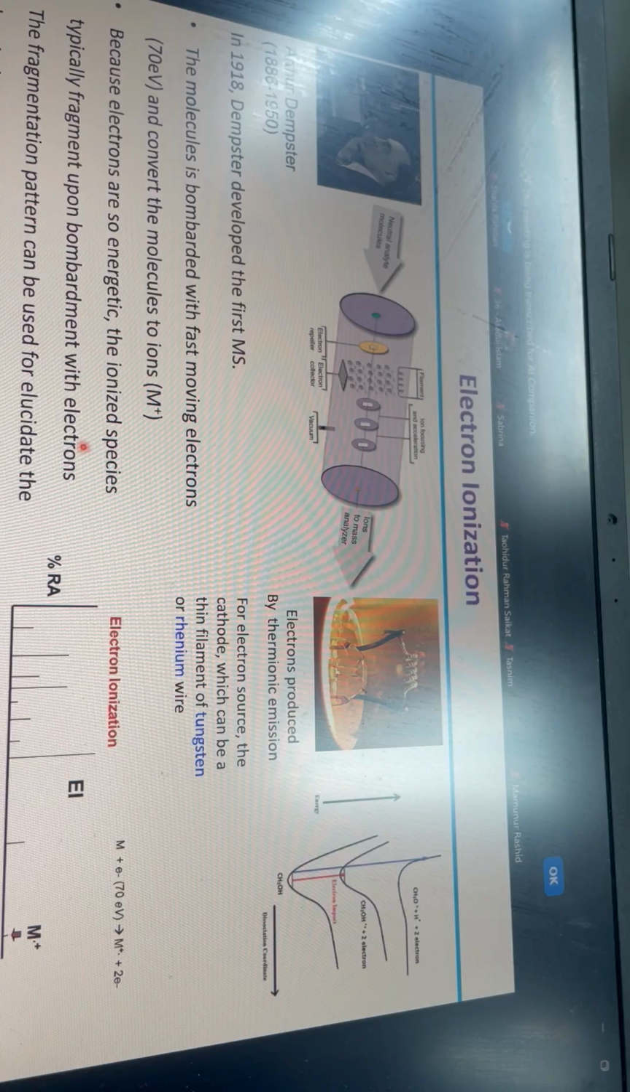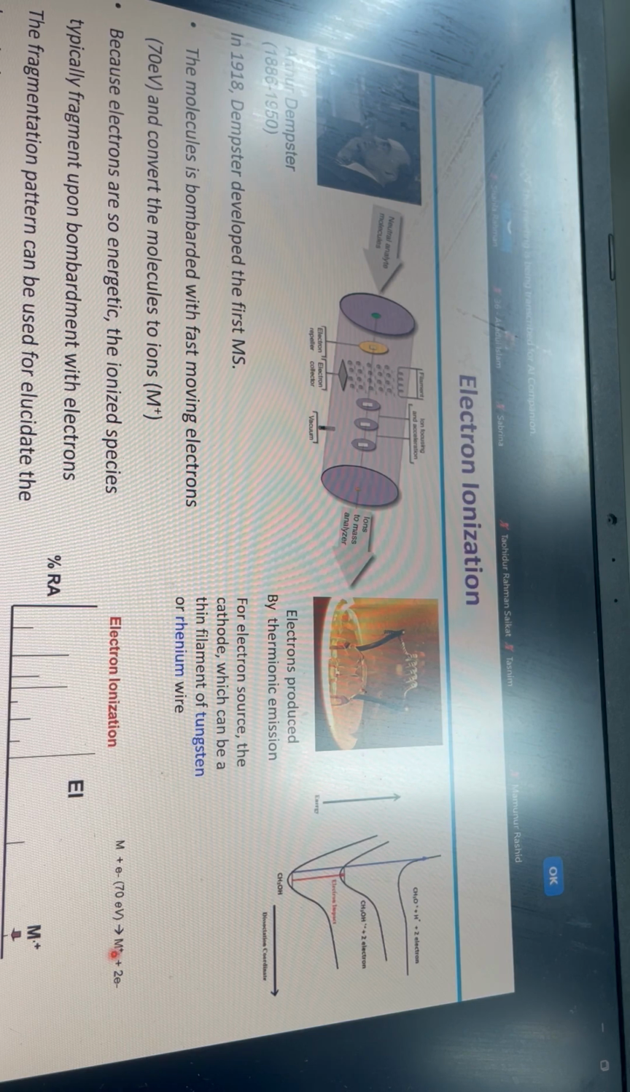Okay, so to sum up, Dempster around 1918 developed the first ionization source or ion source using electrons. So he used cathode ray to generate the molecular ion. So you have your analyte, and then you have very high speed electrons coming from your cathode ray or bulb, and these are very, very high energy electrons, as I mentioned, 70 electron volts. For example, UV light can give us about 5 or 6 electron volts. So this electron is 70 electron volts. It's very, very powerful.